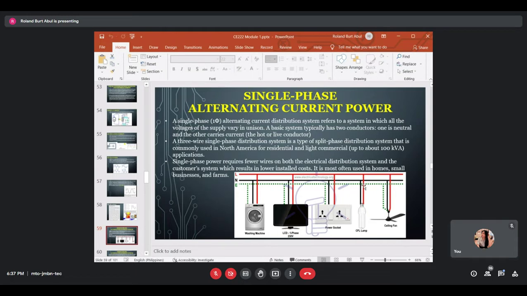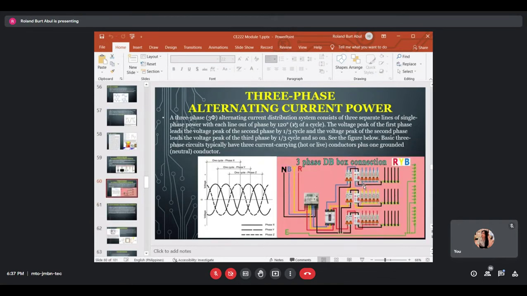Single-phase power system requires fewer wires on both the electrical distribution system and the customer system, which results in lower installed costs. It is most often used in homes, small businesses, and farms.